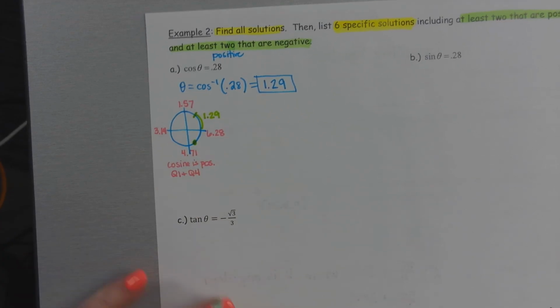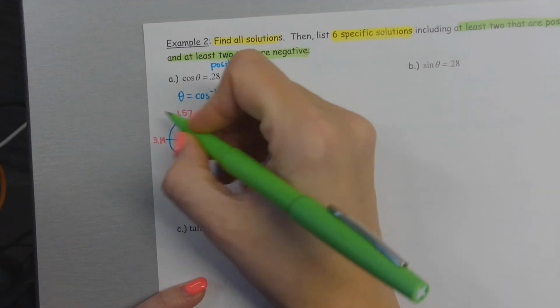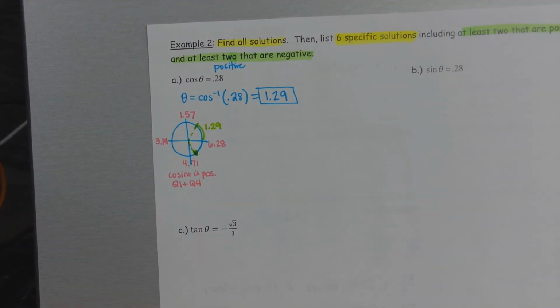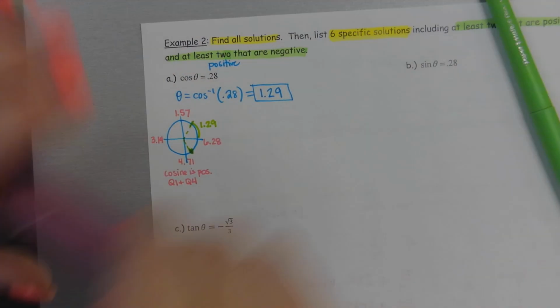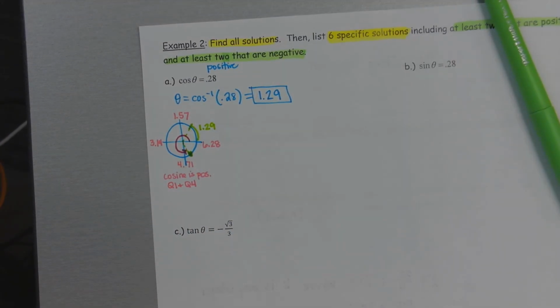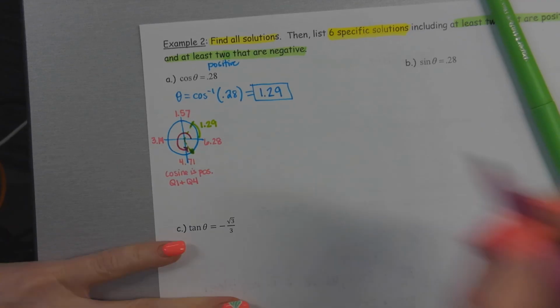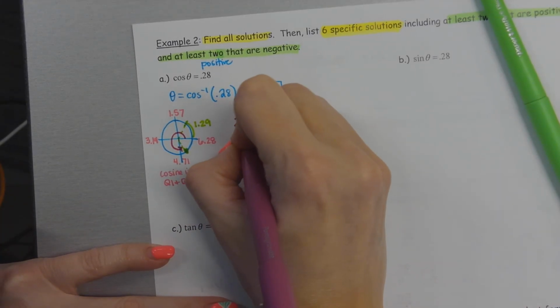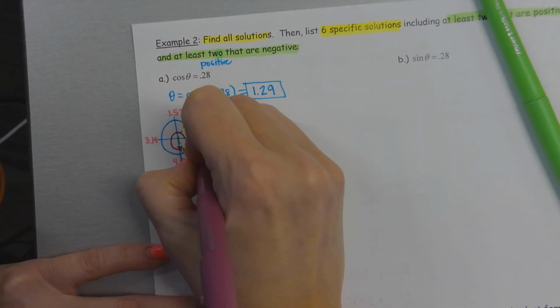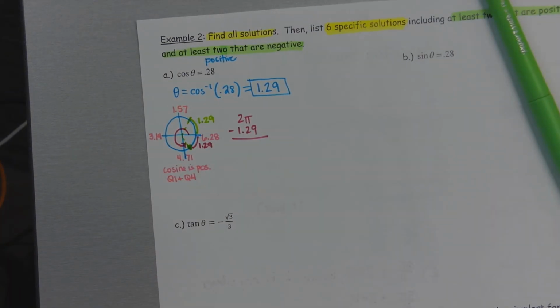Okay, so one way is, you can think of it like this. You're trying to find what that angle is. If you're trying to find this angle here, you can take the 2 pi and minus the 1.29, because this distance is also 1.29. It's a reflection. The 1.29 measures the distance in radians.